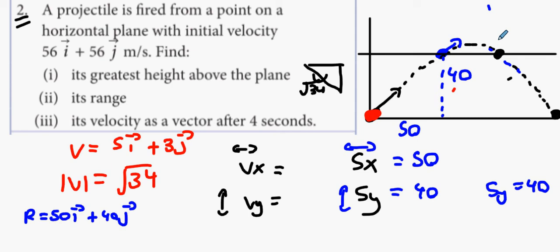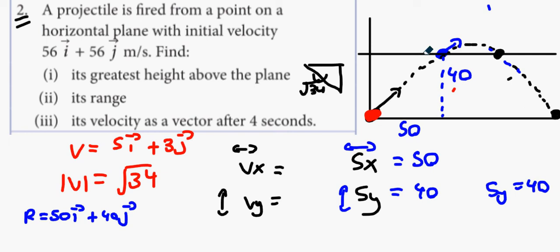Okay? Will Sx be 50 again? No, why not? Because Sx is going in one direction only. Sx will continue to get bigger over and over again, won't it? So Sx will just keep getting bigger.